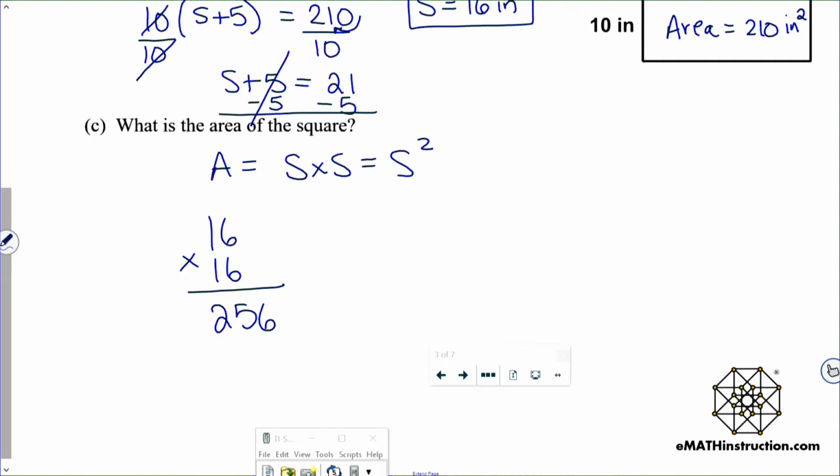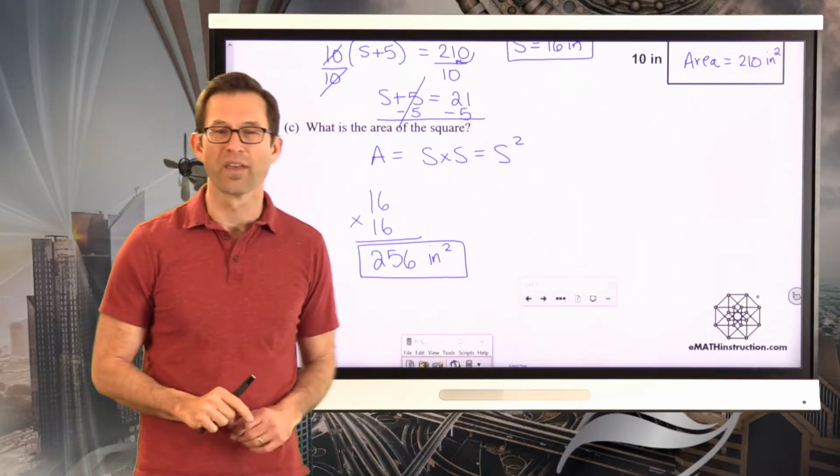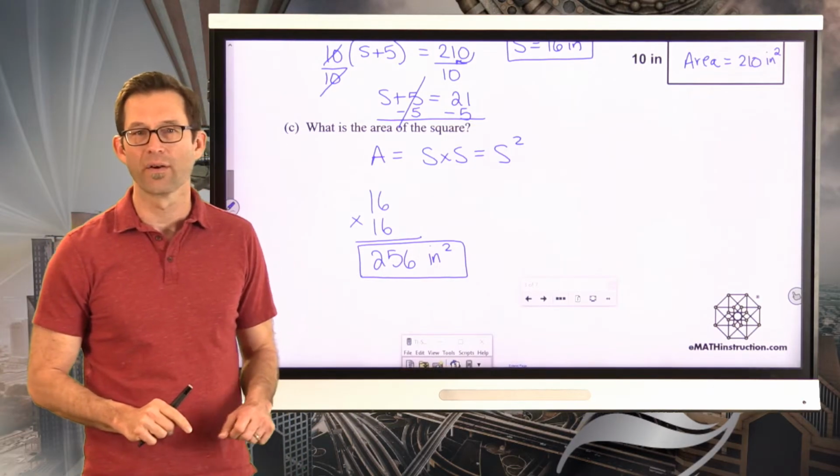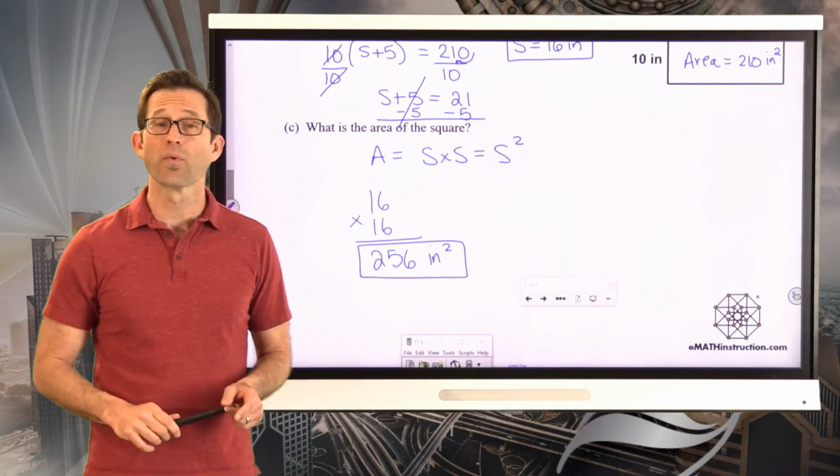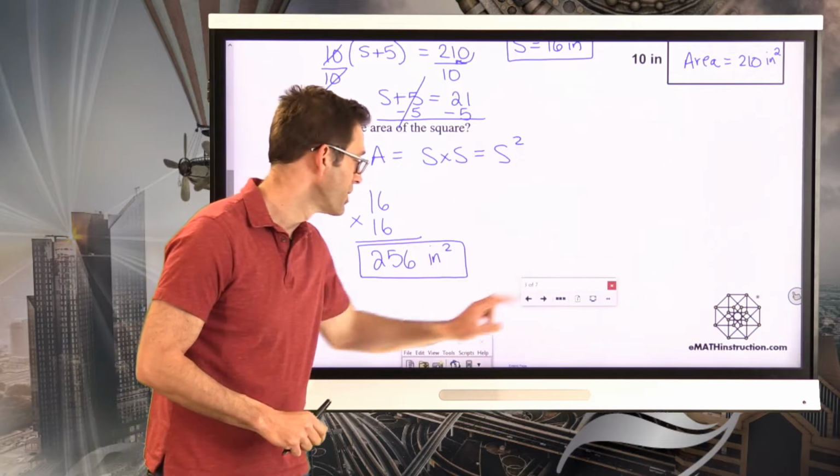Either way, it's going to be 256 square inches. All right, we won't go through the long multiplication because you could clearly do it on your calculator if you wanted to and should also be able to do that. All right, let's model some more problems using algebra.